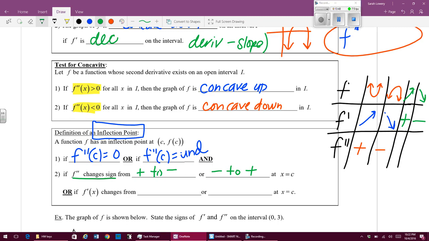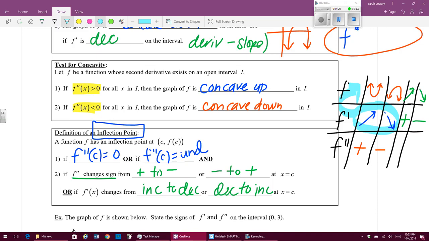It also happens when my first derivative changes from increasing to decreasing, or from decreasing to increasing. And we can see that relationship here. If my first derivative is changing from increasing to decreasing, that also tells me about the concavity of my graph.